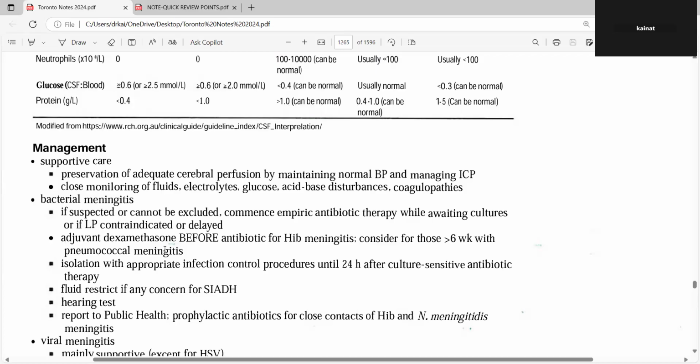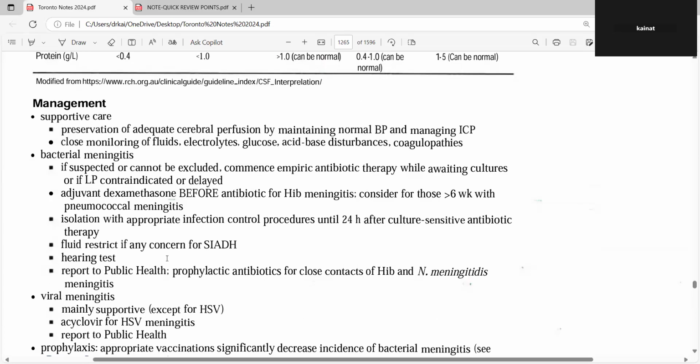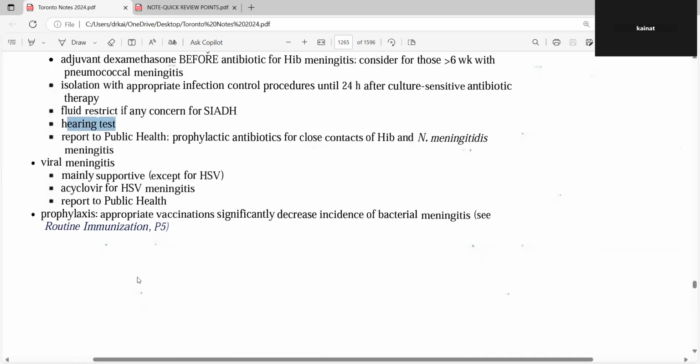Then adjuvant dexamethasone before antibiotics should be used. Dexamethasone is something which can help with the cerebral edema. So in those cases, go for dexamethasone. Then isolation, since the infection can spread, so it's important to isolate. And then fluid restriction. Hearing test is one of the most important because when it comes to children, wherever you feel like it can affect their hearing, go for the hearing test. And then report to the public health. So think of where you can report to the public health.